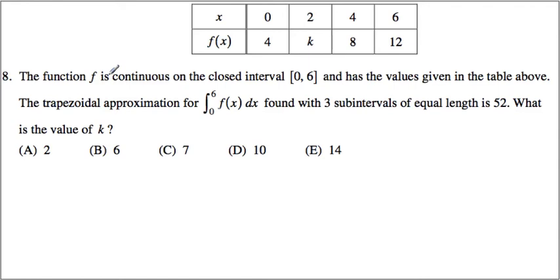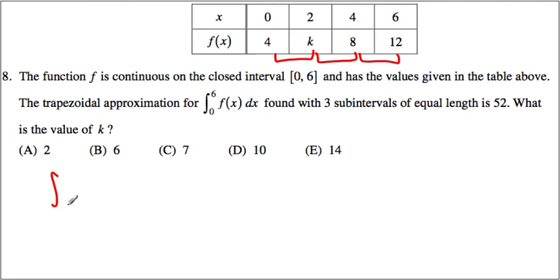Alright, let's look at number 8 here for a second. The function f is continuous on the closed interval that's given, and has values. Okay, now the trapezoidal approximation from 0 to 6 found with 3 subintervals, so that means this will be the first interval, second, and third, is equal to 52. What is the value of k? Now what we have to do is simply calculate that.